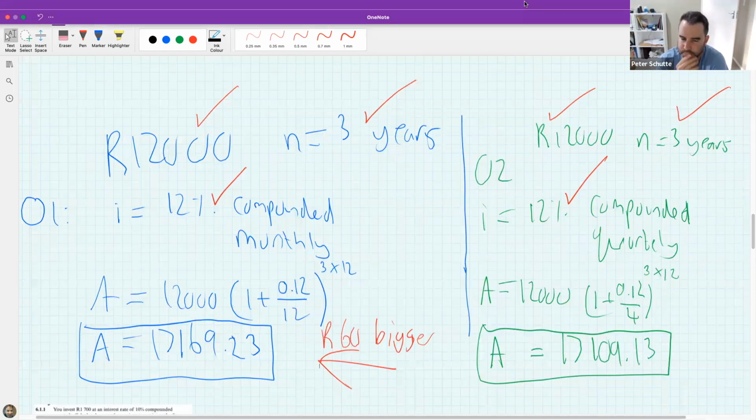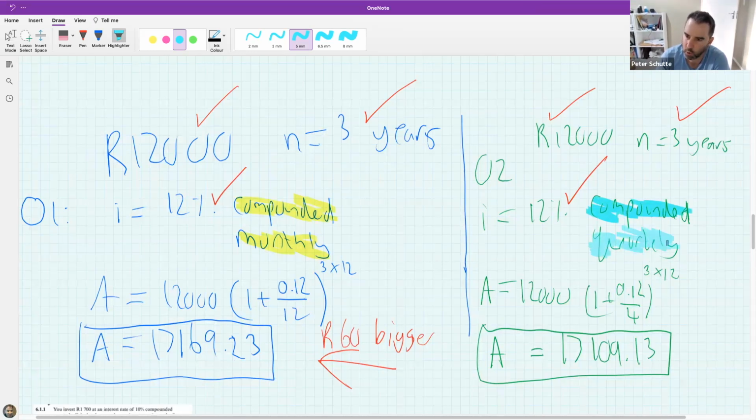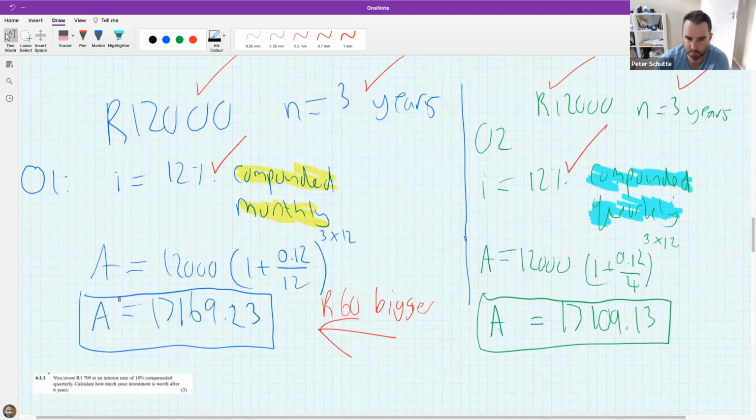Okay, Brooklyn and Annie, it's compounded monthly, yes. So if we look at the compounding periods, this one is compounded monthly, and this one over here is compounded quarterly. What happens is, if your compounding periods are more regular, or if you have more times that you add the interest to the lump sum, you're going to end up with more money.